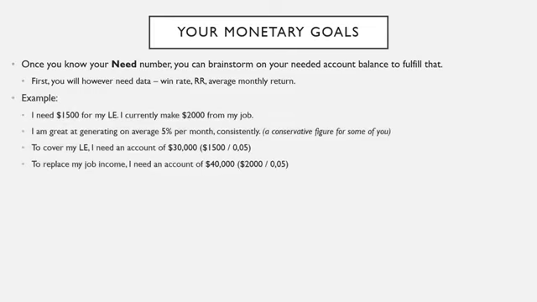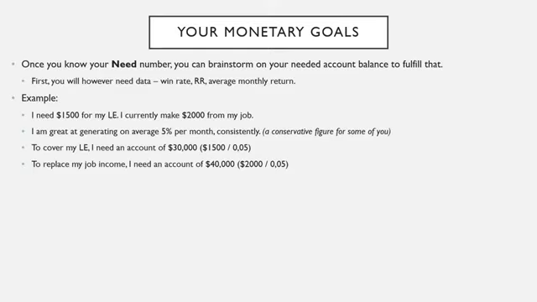So let me give you an example. I need 1,500 for my living expenses, and I currently make 2,000 from my job. I am great at generating on average 5% per month consistently. That is a conservative figure for some of you, but I promise you, long-term trading, those are the results you should be getting. 5 to 10% is all you need to earn. So in order to cover my living expenses, I need an account of $30,000.